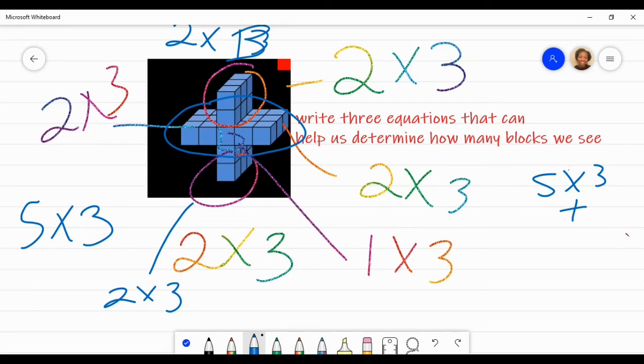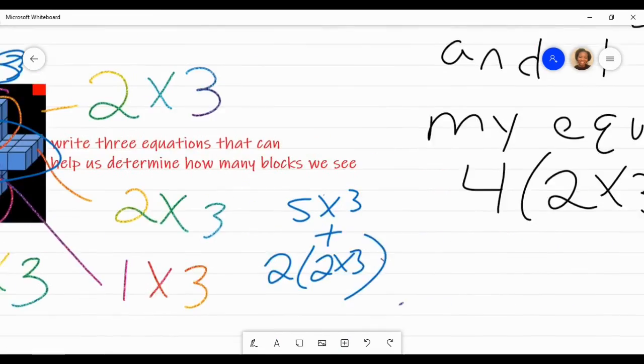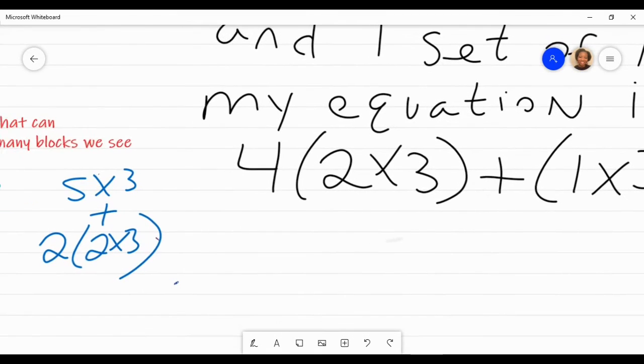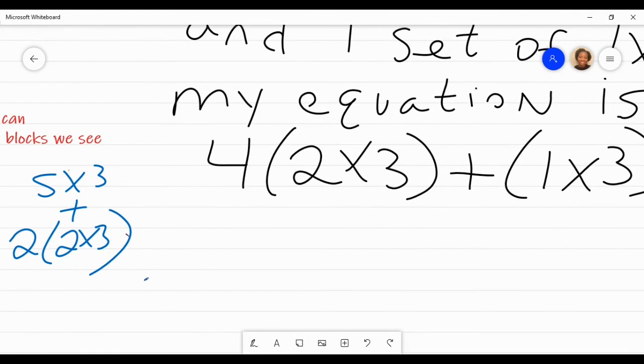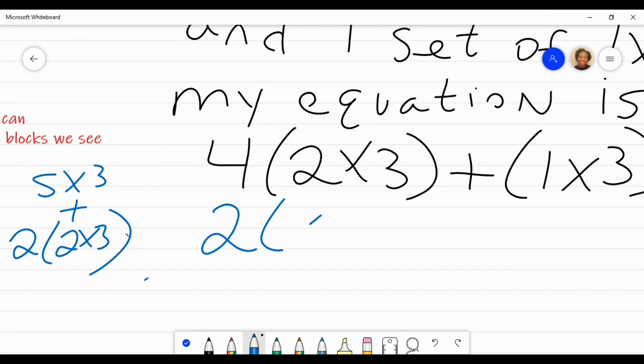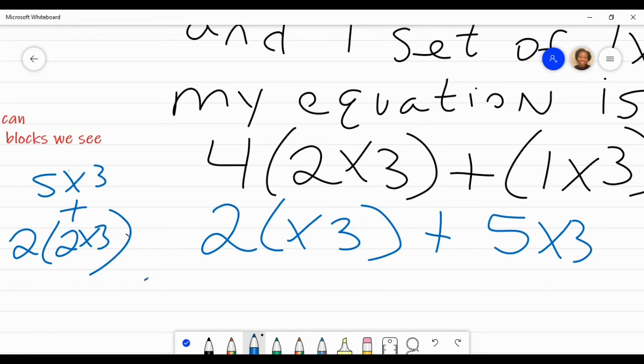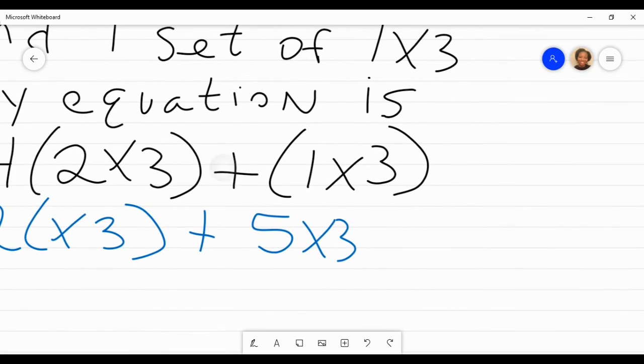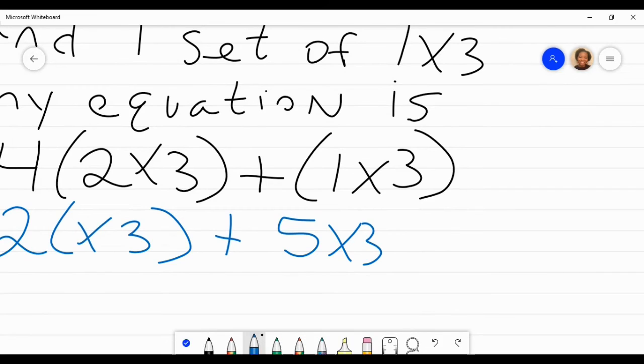plus 2 times 3. So then we would discuss whether or not that was correct. Is 5 times 3 plus 2 times 2 times 3 the same as this equation here? And I can have them side by side, change the ink color. So this one was 2 times 3 plus 5 times 3. And I would just move it over and see if the answer is the same.